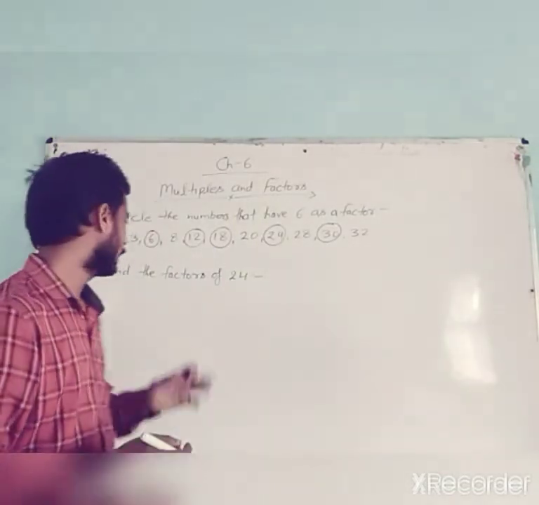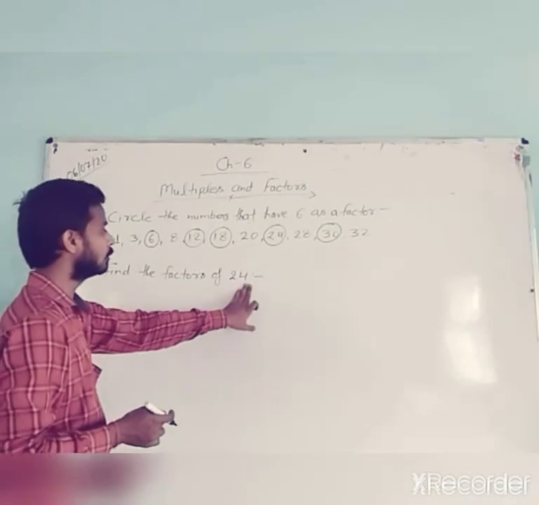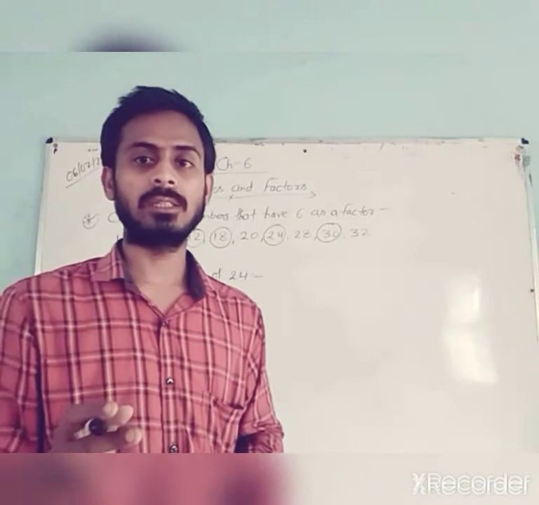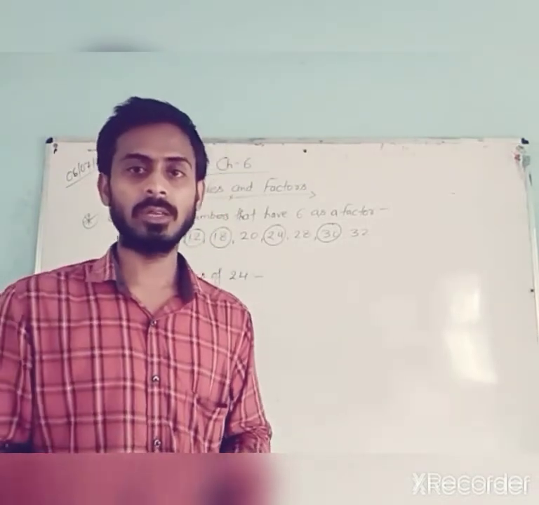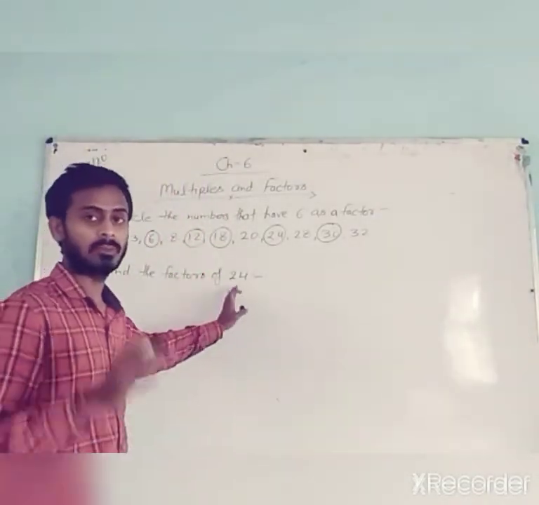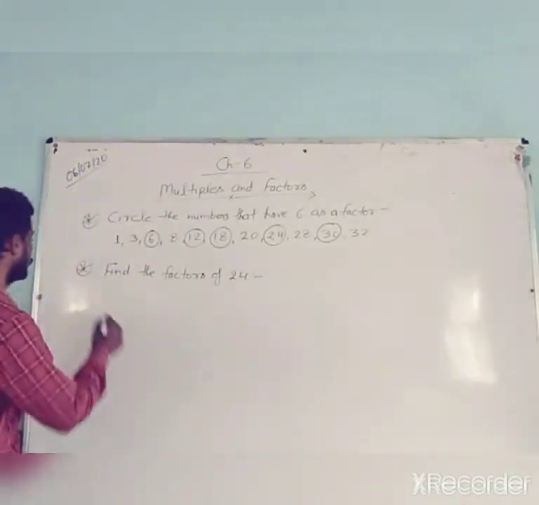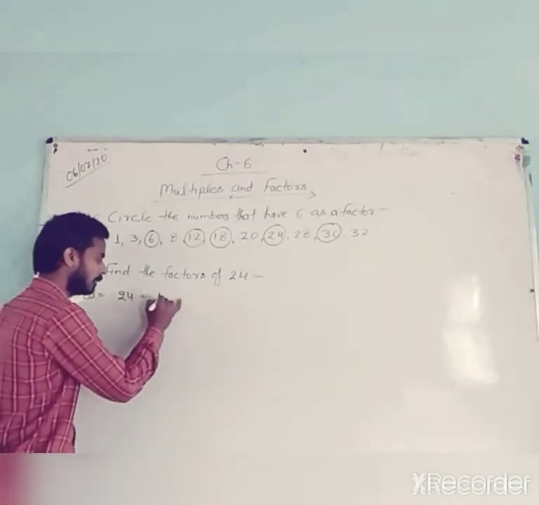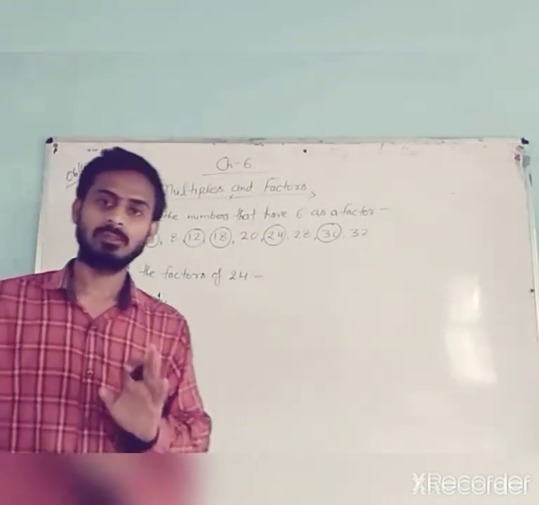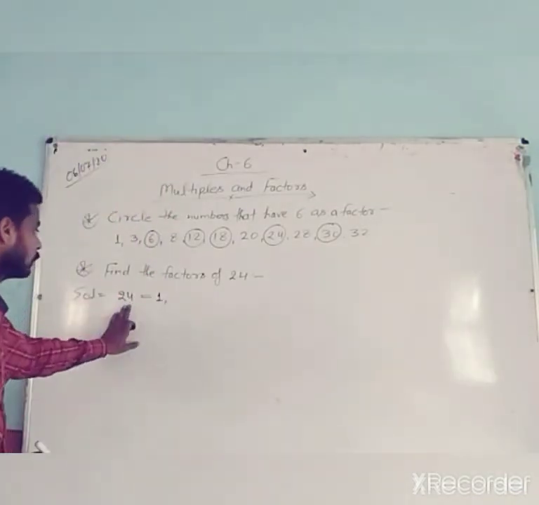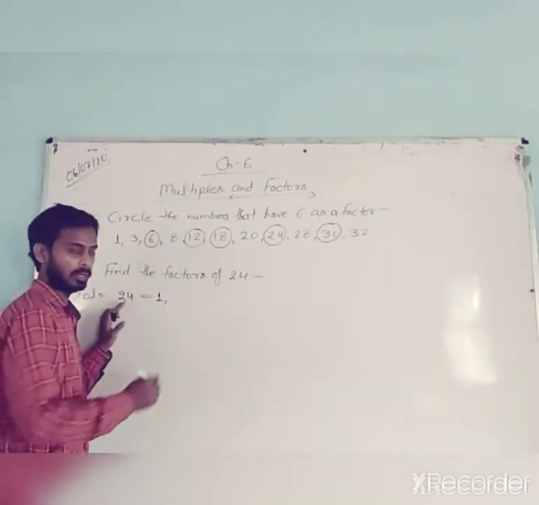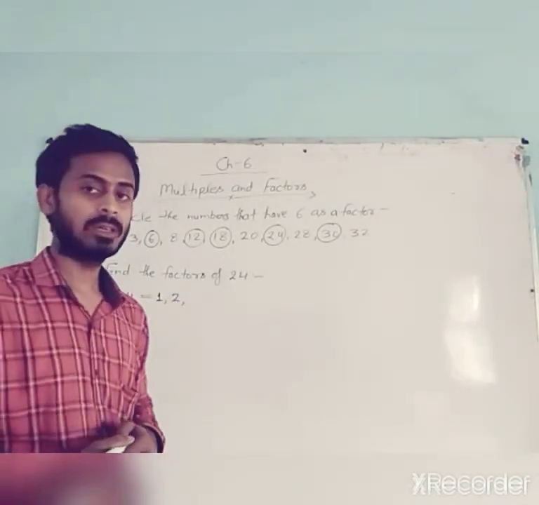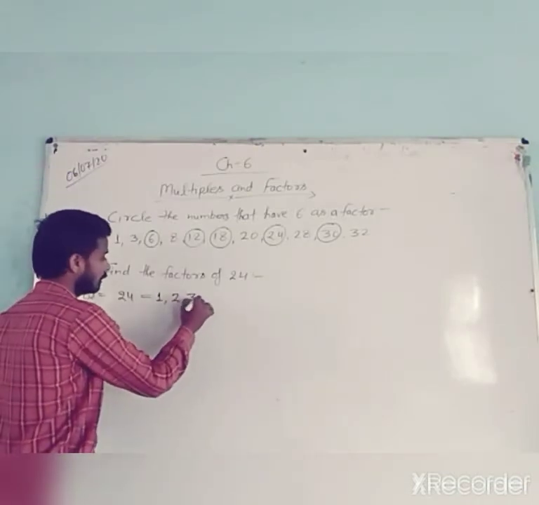Clear? Now next question, find the factors of 24. You know how to find the factors of a given number by dividing the number from 1 to 24. Okay? For this, use numbers from 1 to the given number. So, solution: 24. 1 is a factor of all the numbers, so write here 1 first. Okay? Then 2: 12 2s are 24, so write here 2. Then 3 8s are 24, so 3 is also a factor of 24.